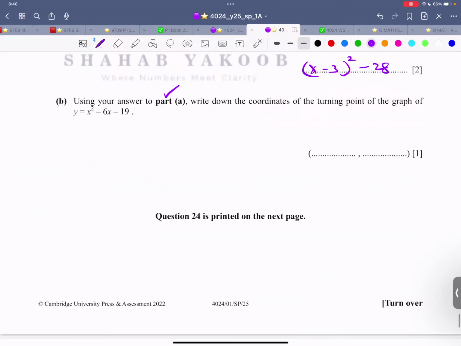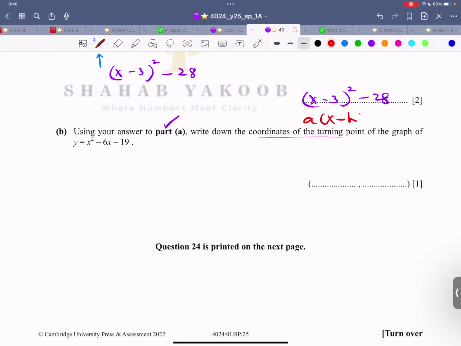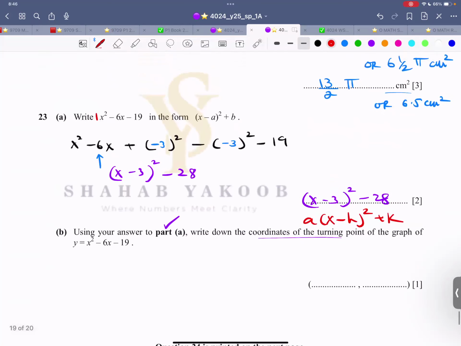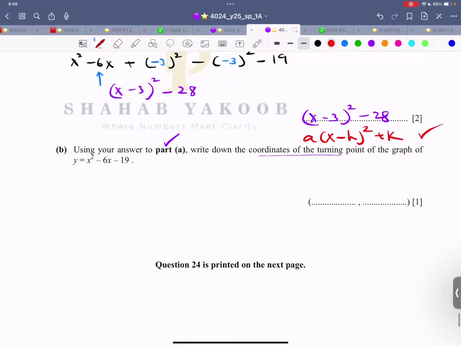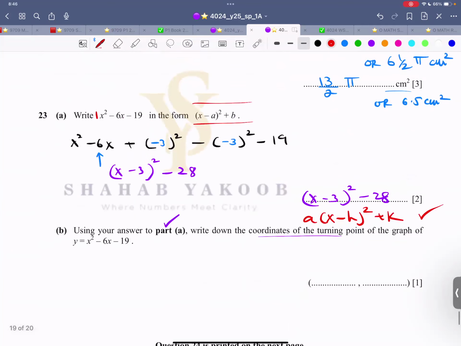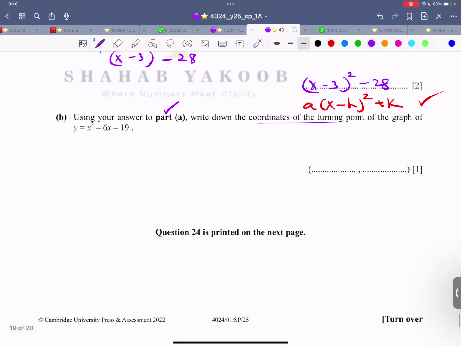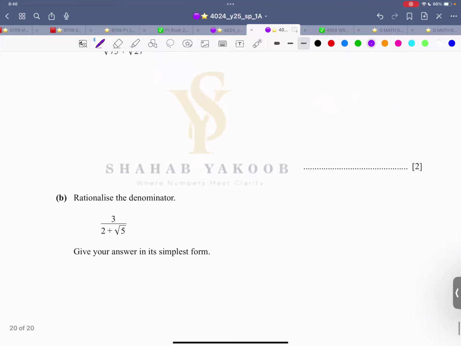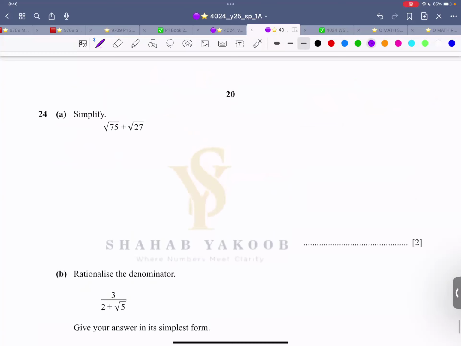Use your answer to part A. You have to use this answer. Write down the coordinates of the turning point. The gold standard is a times x minus h whole square plus k. This is not the gold standard. Always remember this, because sometimes the examiner messes up these signs over here. So we should remember this. H comma k, therefore 3 comma negative 28. That's the coordinate of the turning point. That's the answer for this. 3 comma negative 28.